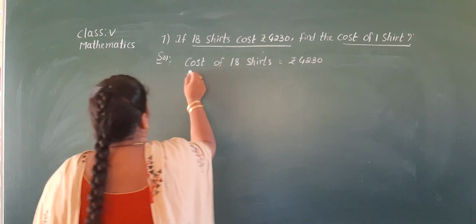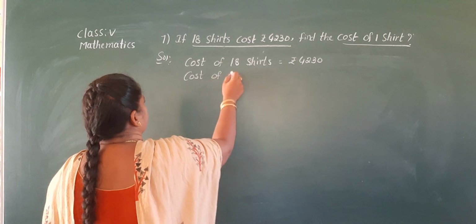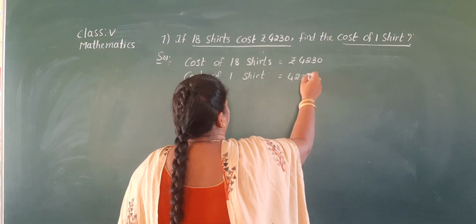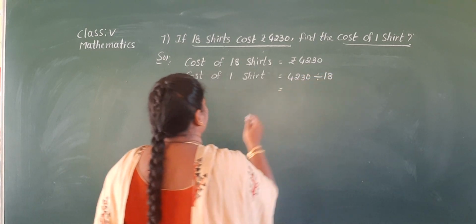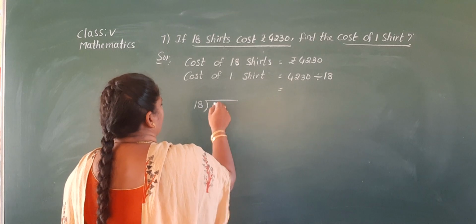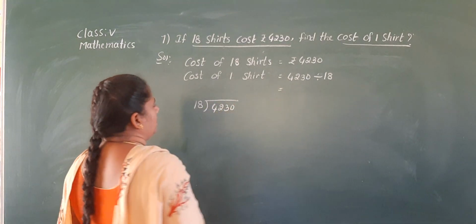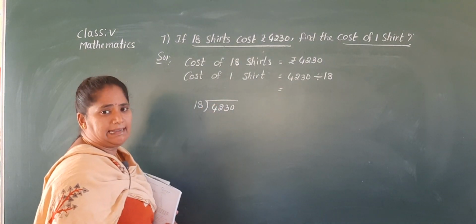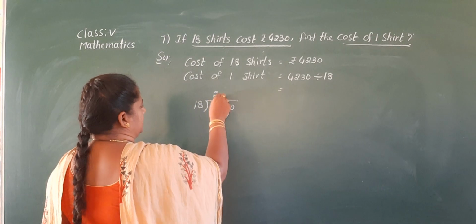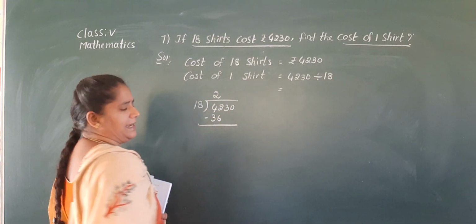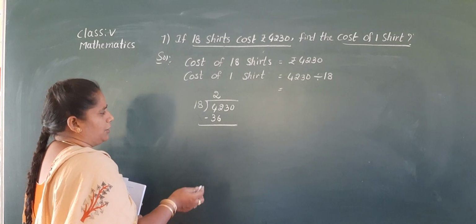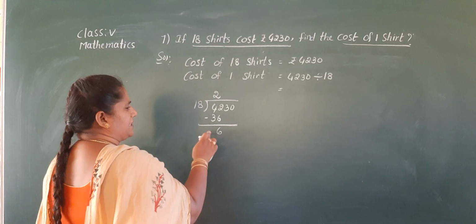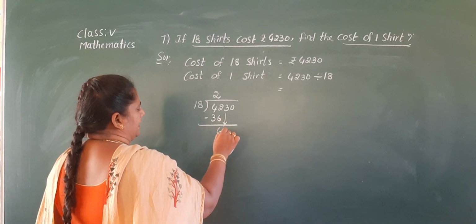$4,230 and the cost of one shirt. 4,230 is divided by 18. So tell me the 18 table answers. 18 ones are 18, 18 twos are 36. 36 is the nearest number. 2 minus 6 is not possible, so take borrow. 12 minus 6 is 6. 4 becomes 3. 3 minus 3 is 0. The left side 0 has no value, so leave it and take down 3.